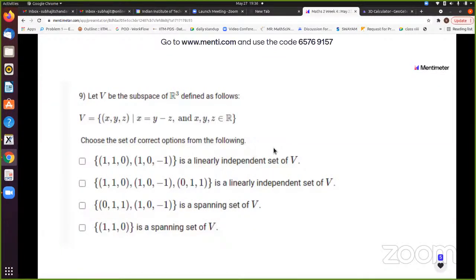It may be stupid to ask, but I don't know how to approach this question. Even though I solved the full graded assignment 3 and most of it is probably right, I don't know how to approach this question. Okay, we'll discuss. We have discussed how you have to check linear dependency and independency, right? So, first of all, this is a subset of R3, right?